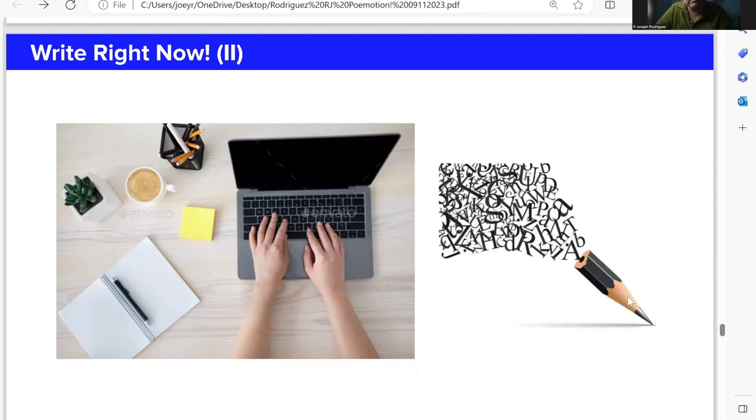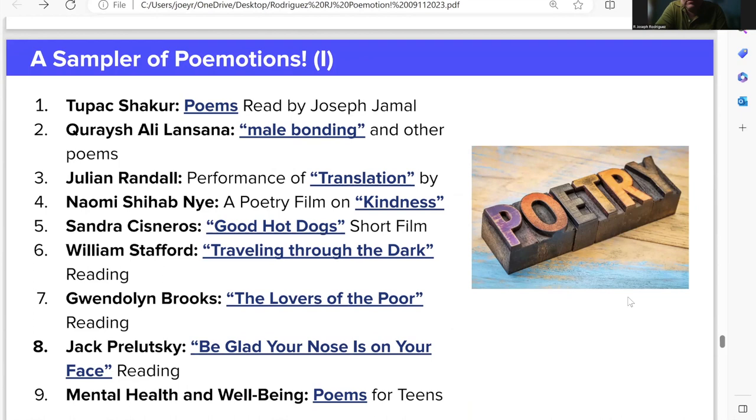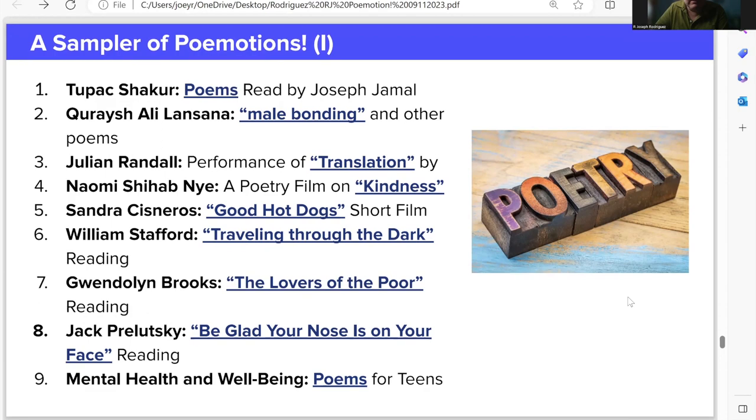A sampler of Poemotions appear here, ranging from Tupac Shakur's work to Julian Randall, Sandra Cisneros, Gwendolyn Brooks' reading of her poem, The Lovers of the Poor, to poems for teens on specific themes and topics in their adolescent life and as they come of age.